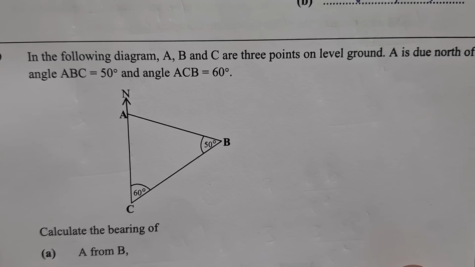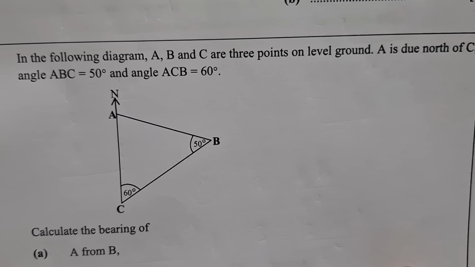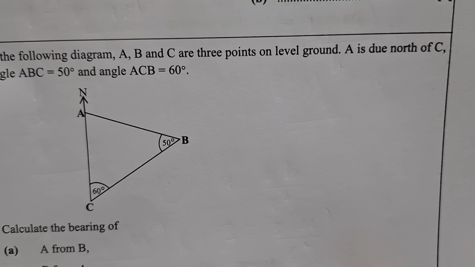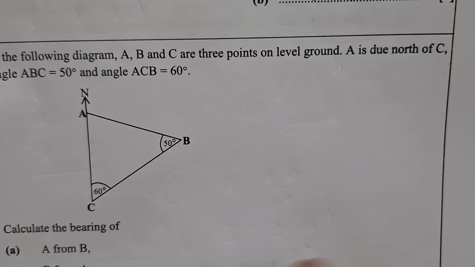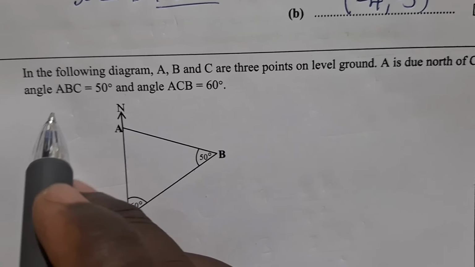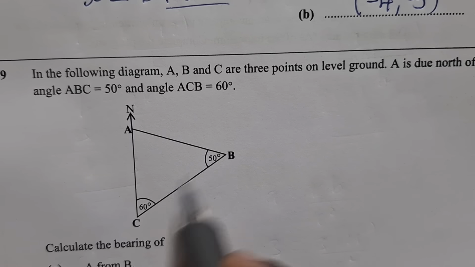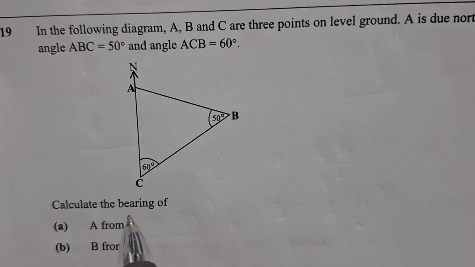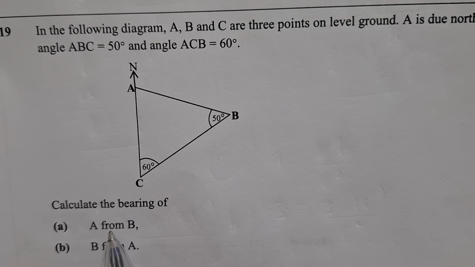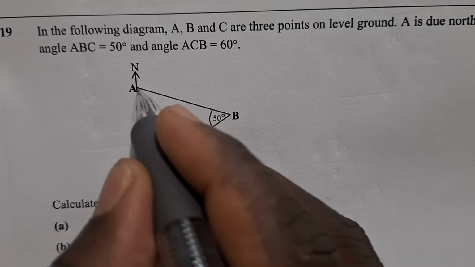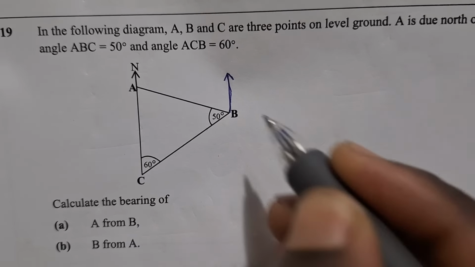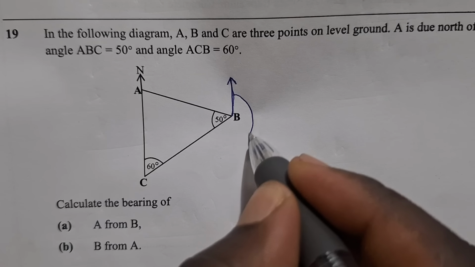We go to the next question here. They're saying in the diagram, A, B, C are 3 points on the level ground. A is due north of C. Angle ABC is 50 degrees and angle CBD is 60 degrees. Calculate the bearing of A from B. So A from B. So draw our north where they're saying from B. This is our north. And then we start moving like this.